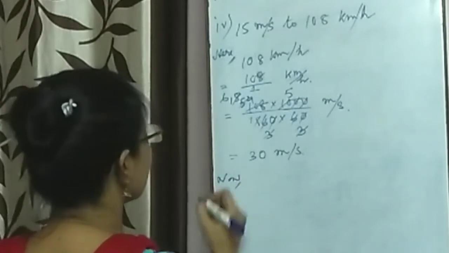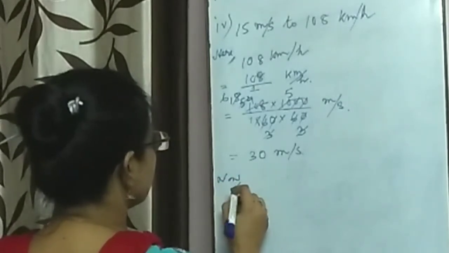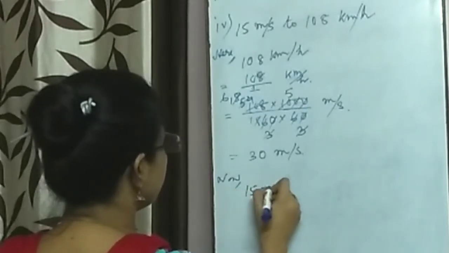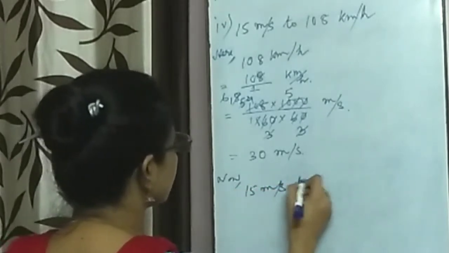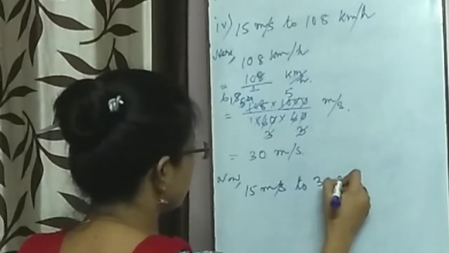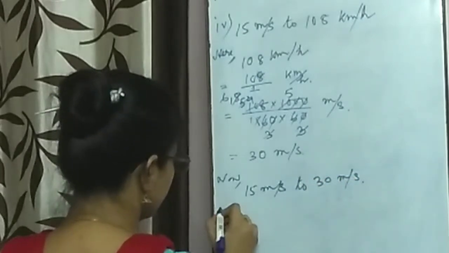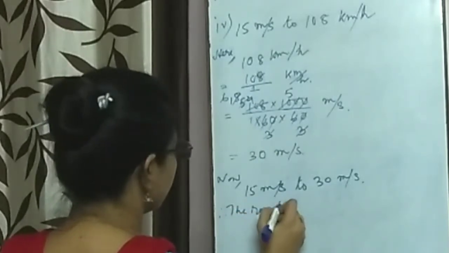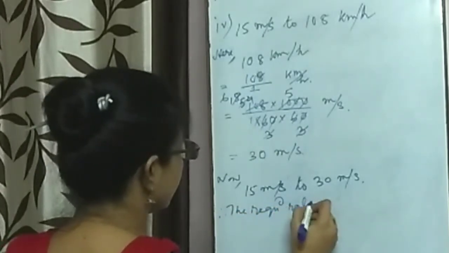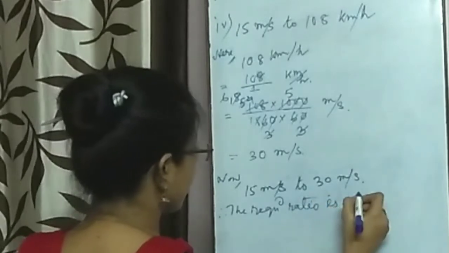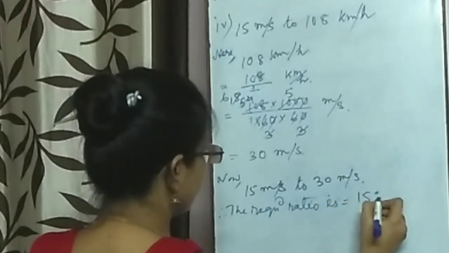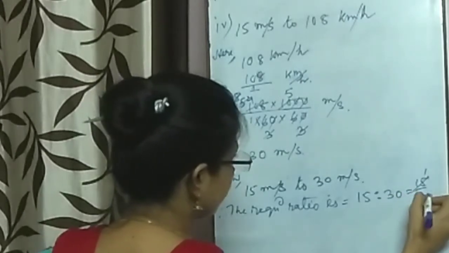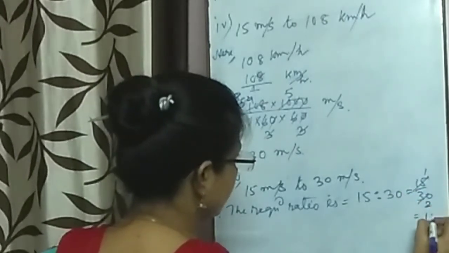Now 15 meter per second to 30 meter per second. The required ratio, therefore the required ratio is 15 is to 30, 15 by 30, 1 is to 2.